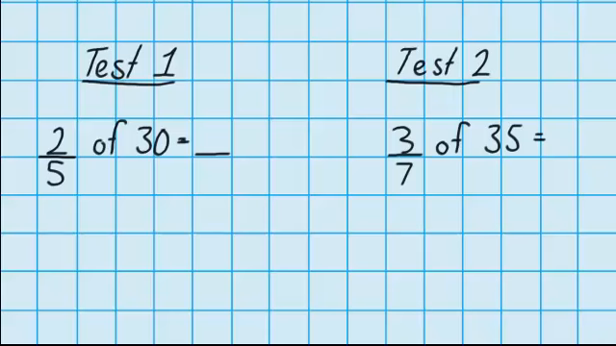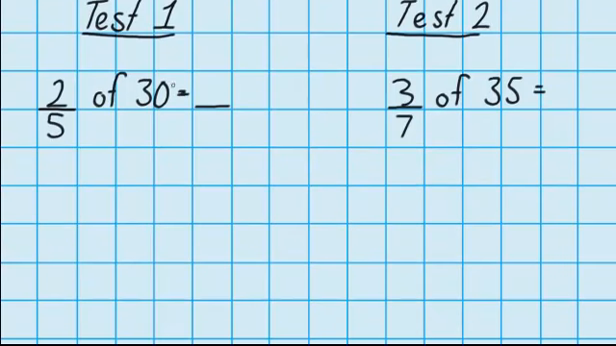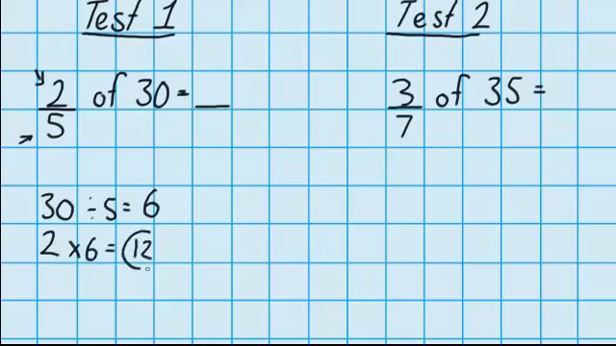So let's start with test 1. I have to imagine those 30 spelling words being shared into 5 groups. My denominator's told me that. So 30 shared between 5 groups means there must be 6 words in each group. Now my numerator tells me that I got 2 of those groups wrong. So 2 groups of 6 words is 12. And I'm going to circle that.